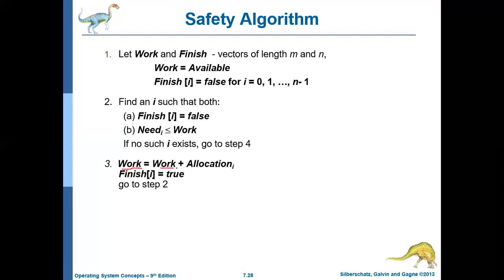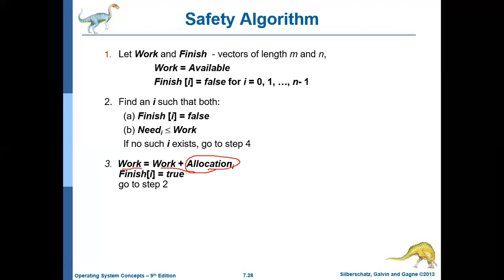Work will be equal to work plus allocation of I. What does it mean? Because the ith process, whatever it needs, you have allocated. So now the ith process has completed its work. After completing, it will release all the resources that were allocated to it. All the resources that were allocated to the ith process will be released. So work will be incremented by whatever was previously allocated to I.